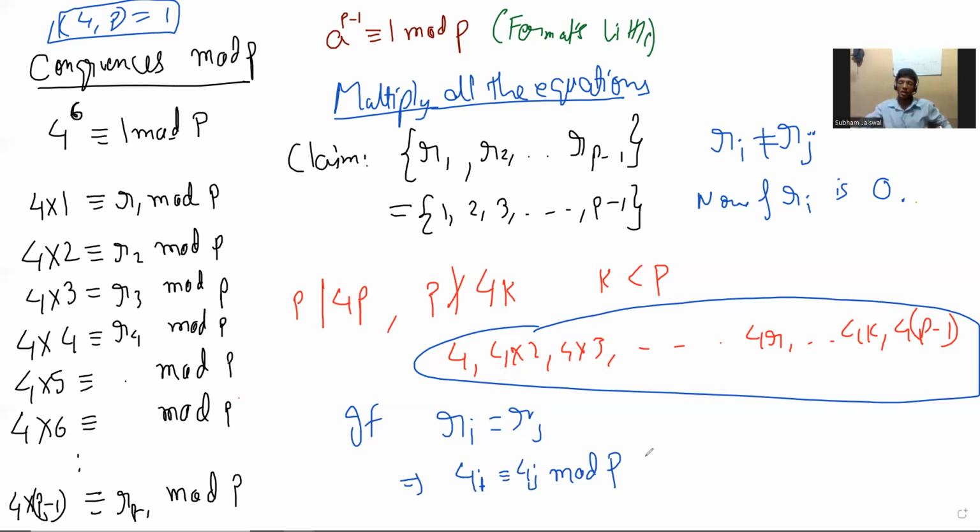But this implies that p divides 4 times (i minus j). But then that's not possible, right? That's what we have said. Because remember i and j are less than or equal to p minus 1. Not possible unless i is equal to j. But one has to say this.